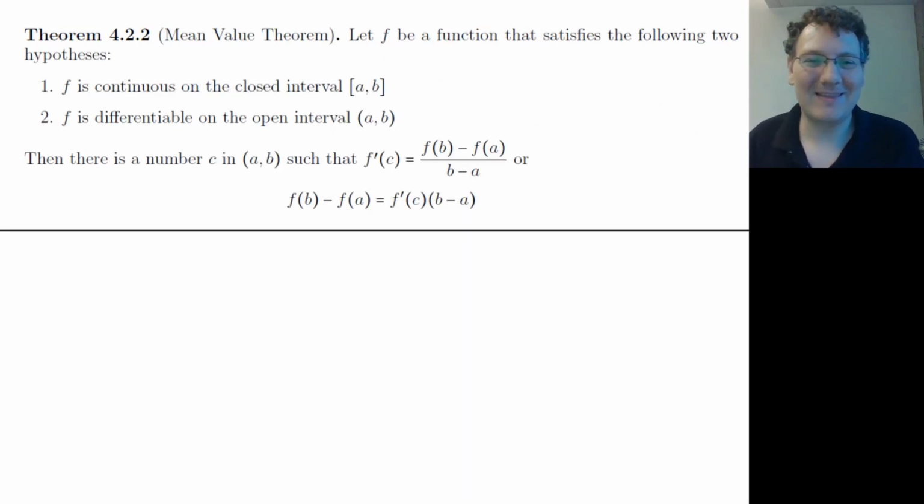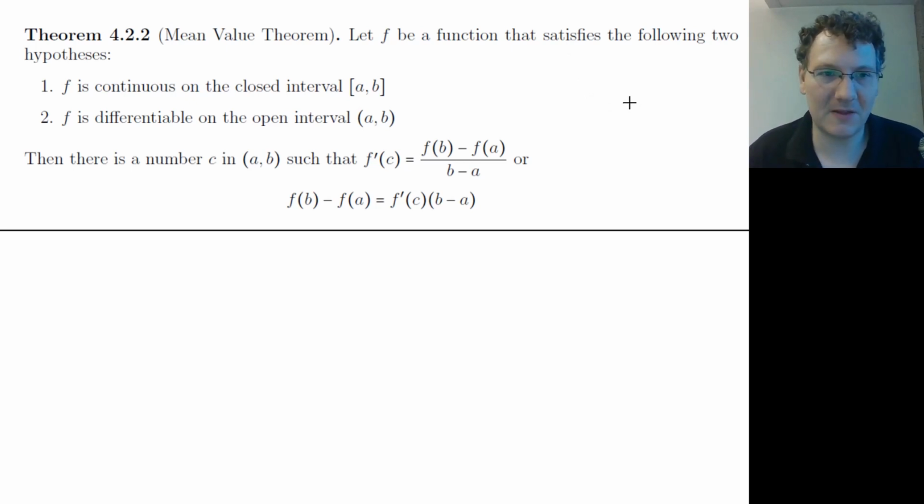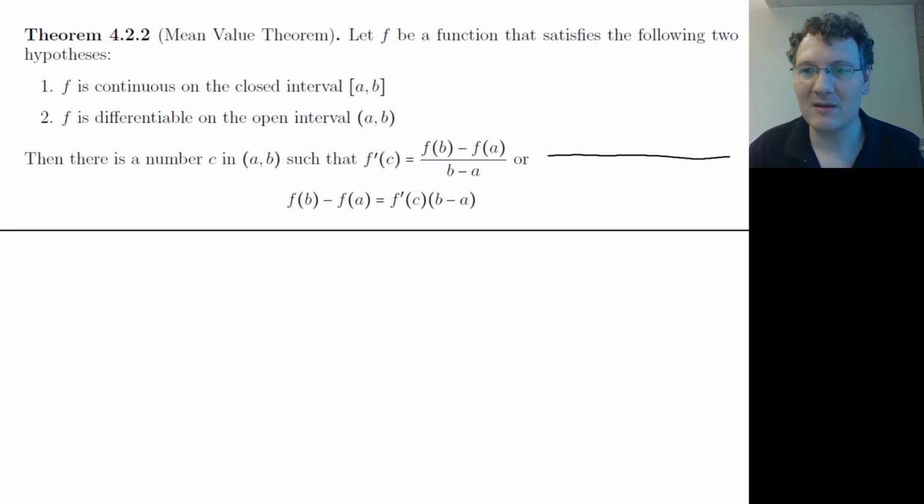Okay, here we go. Now we get to the mean value theorem. It's a generalization of Rolle's theorem. So if f is some function, it satisfies the following two hypotheses. It has to be continuous on the closed interval from a to b. So here's a, and here's b. And here's what this function might look like.